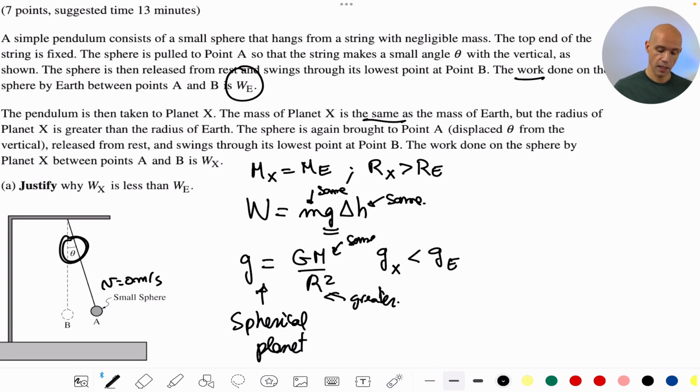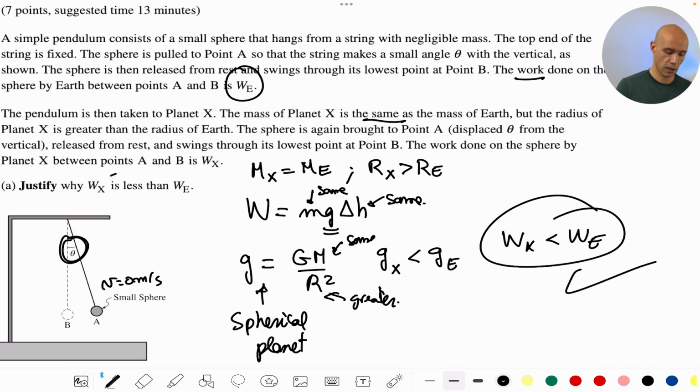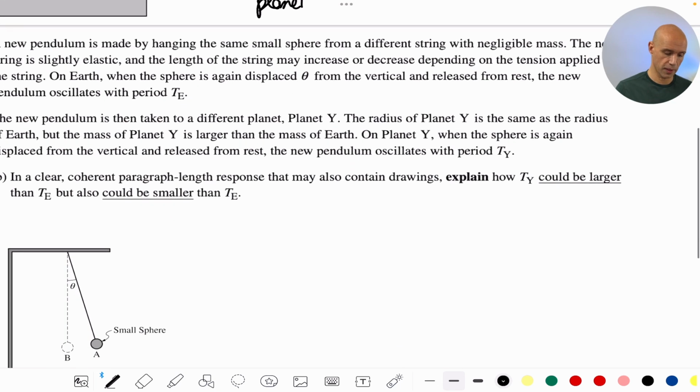So in this case, the work on planet X is less than the work on planet E, which is great. They don't tell us whether it's less, more, or equal, but the answer says it's less. So, thank you. Now let's go to the next problem.